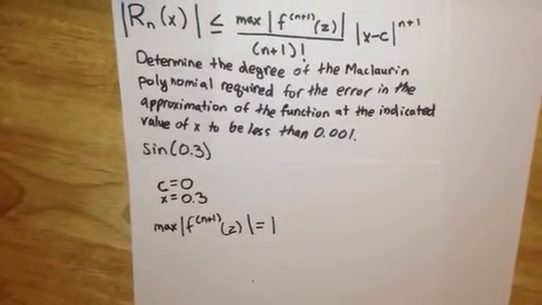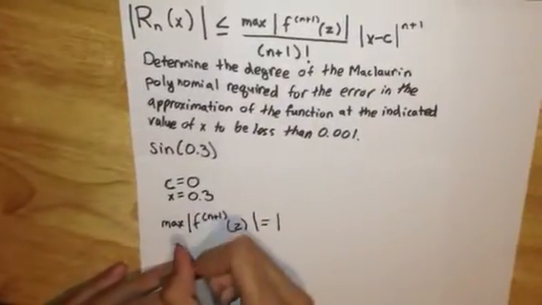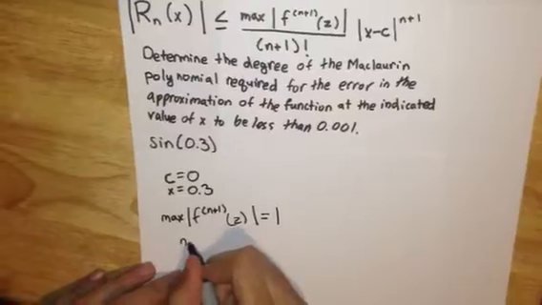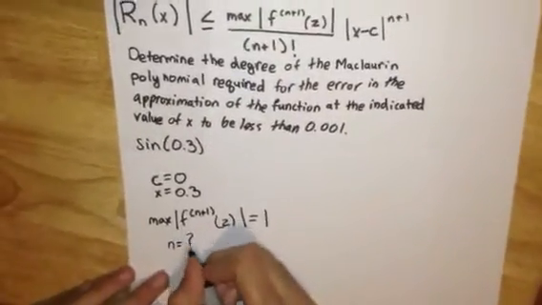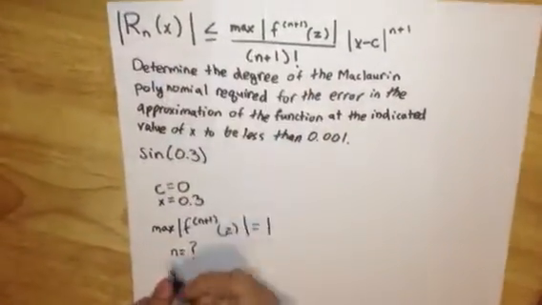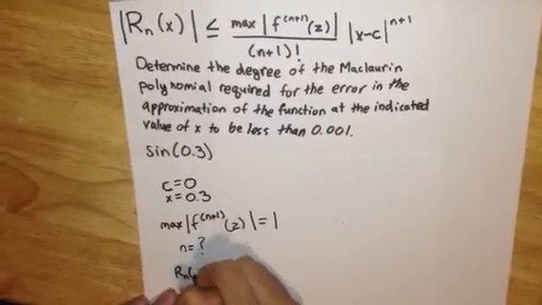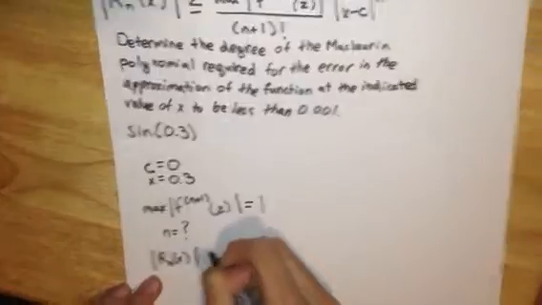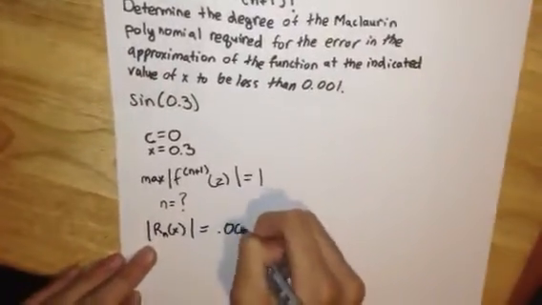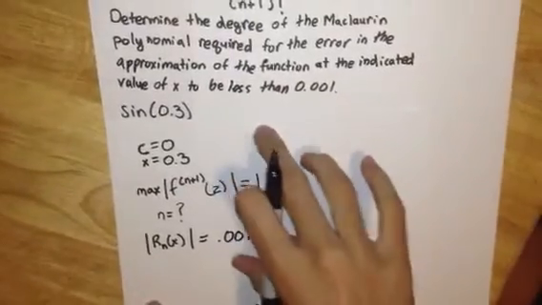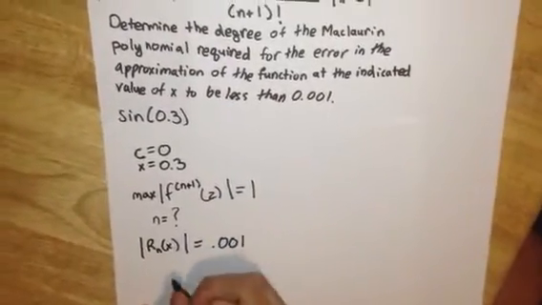So now we just have one variable that we don't know, which is n, and that is your question mark. And also the R_n(x) is what we are trying to find, and the absolute value of R_n(x) needs to be less than 0.001. So now we have all of these given requirements, and we just plug it into the equation.